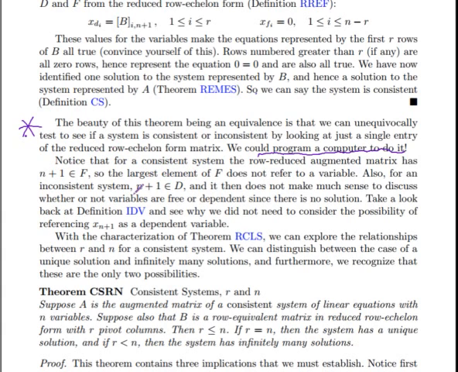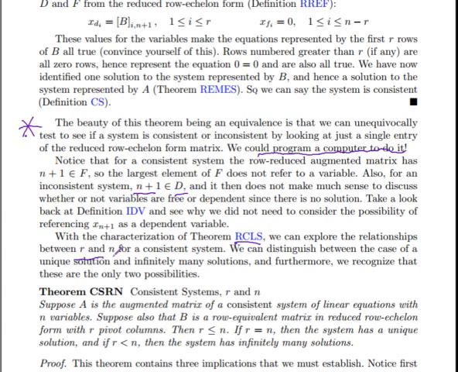All right, so here the point is that if the last column is a pivot column, then n plus 1 is in D. But the last column cannot possibly correspond to a dependent variable because the last column is the constant column. It's not associated with any variable. Okay. All right. So now we have this characterization.